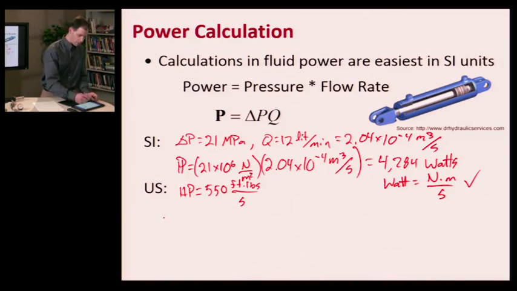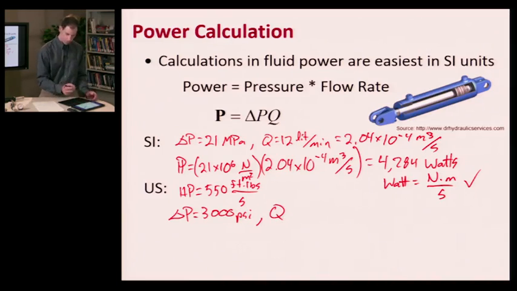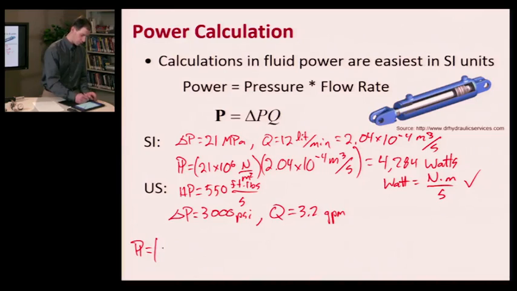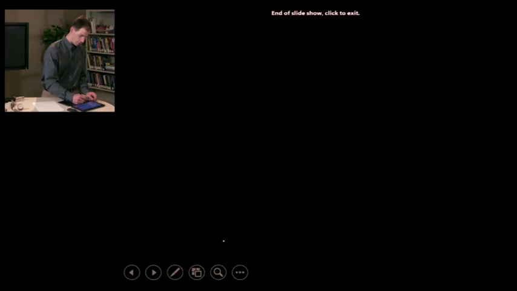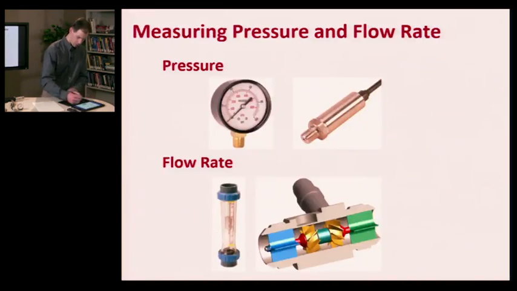And now my power calculation, let me first of all give my pressure drop in the standard units of PSI. So 21 megapascals is approximately 3,000 PSI. And my flow rate of 12 liters per minute ends up being about 3.2 gallons per minute. So now when I multiply all this together to get my power, my power is my pressure of 3,000 psi, pounds per square inch, times my flow rate of 3.2 gallons per minute.